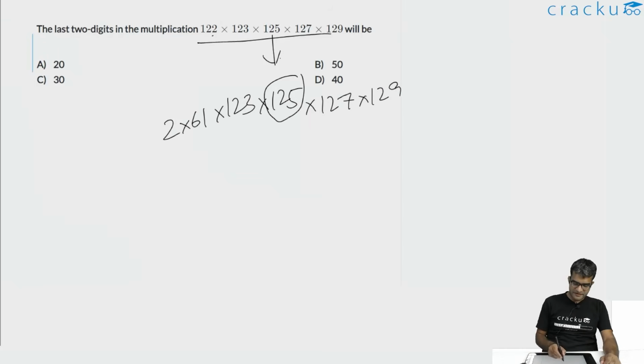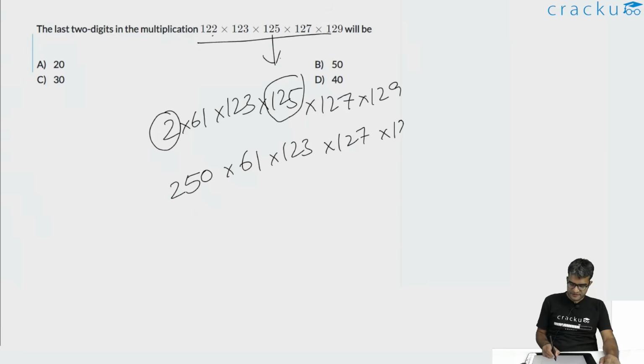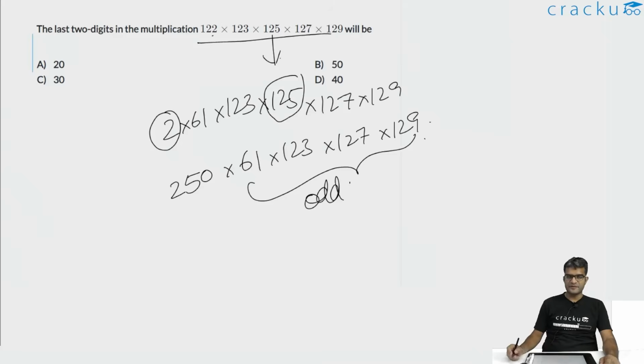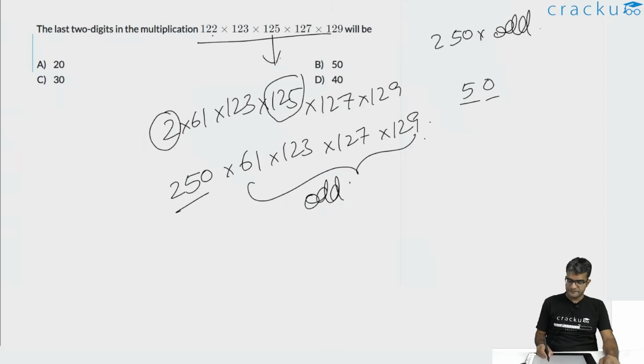Now if you multiply 125 with 2, we are going to get 250 into 61 into 123 into 127 into 129. This over here is an odd number. It doesn't have any multiple of 2. So in this particular case, 250 into an odd number, the last two digits will be 50. Because 250 into an even number will have 00, for example 250 into 2 is 500. 250 into 3 will be 750.